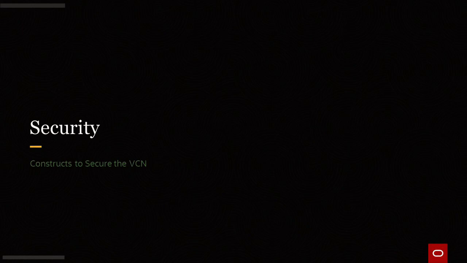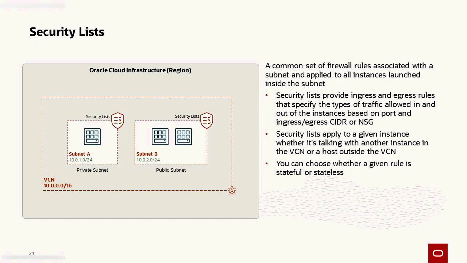Last but not the least, let's talk about the security constructs available in a VCN. A security list acts as a virtual firewall for an instance with ingress and egress rules that specify the types of traffic allowed in and out. Security lists are regional entities. Each subnet is associated with a security list. Security rules in the security list can be stateful or stateless.